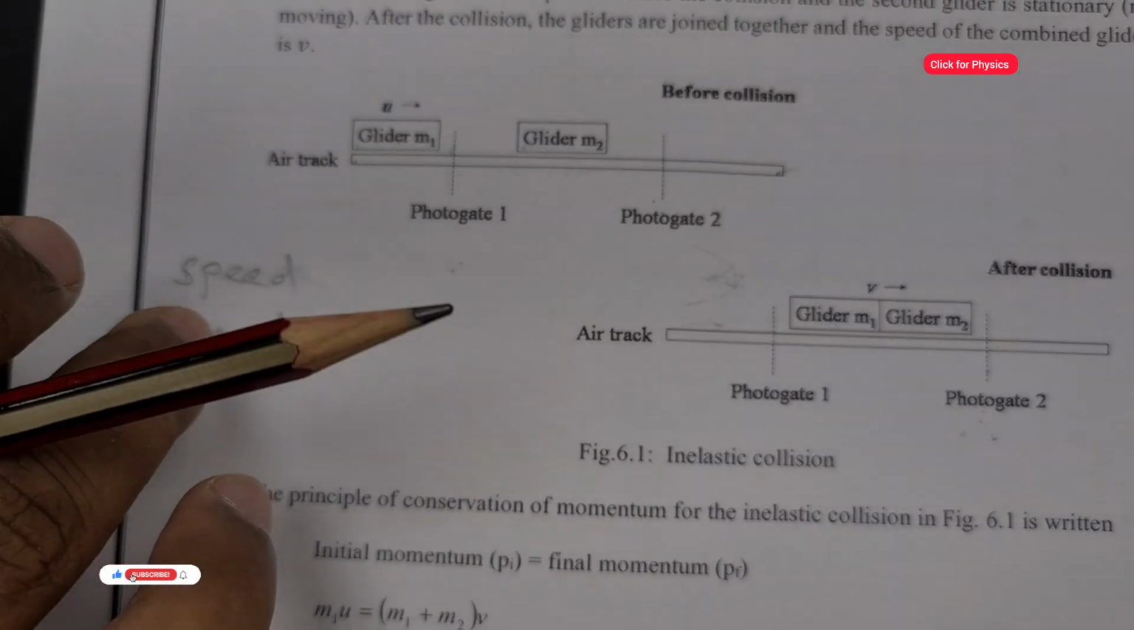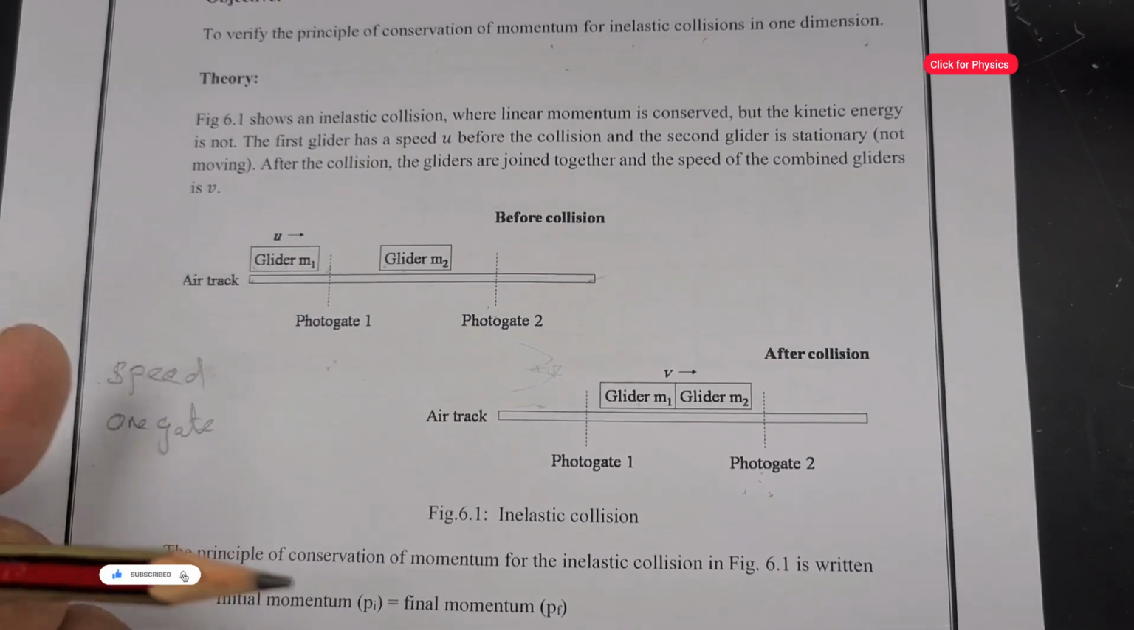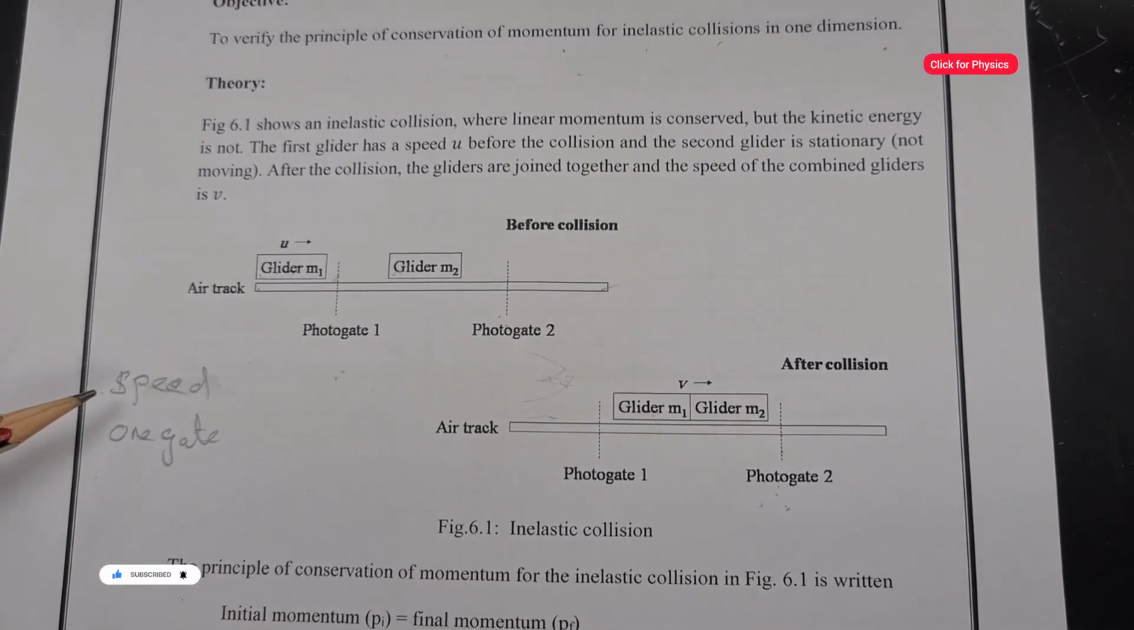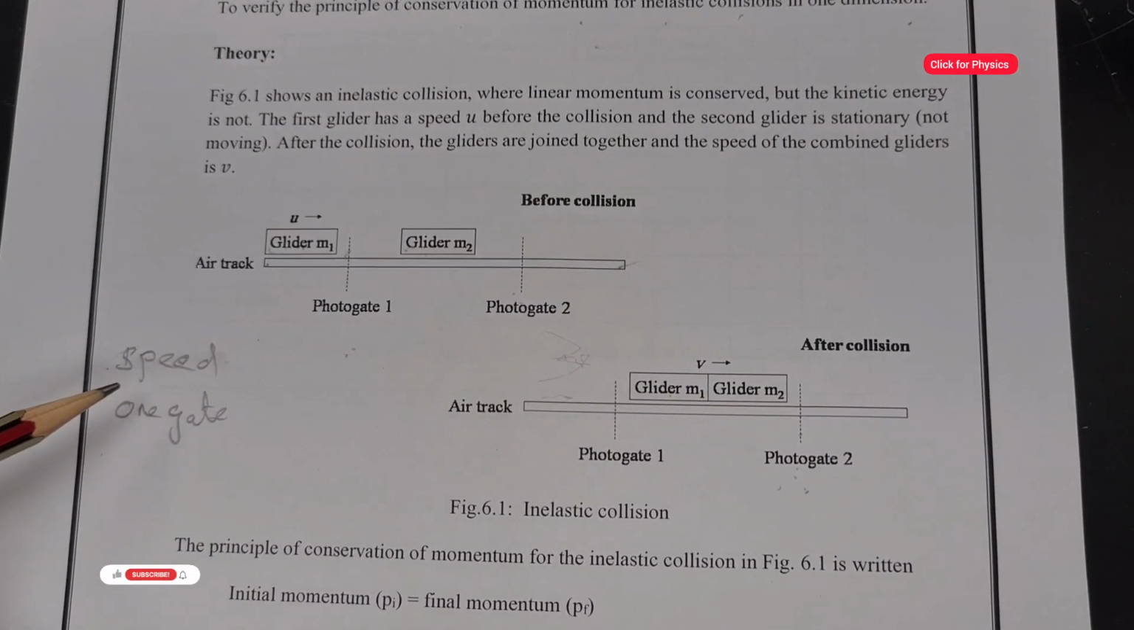In this experiment we are going to use two timer boxes. How many timer boxes? Two timer boxes. In each timer box you are going to give this program. Clear? Okay, let's see the table.